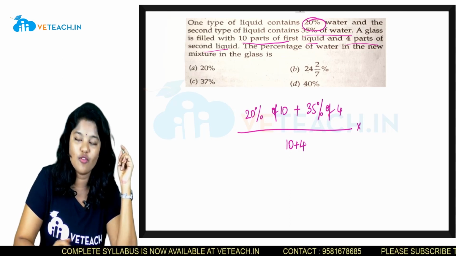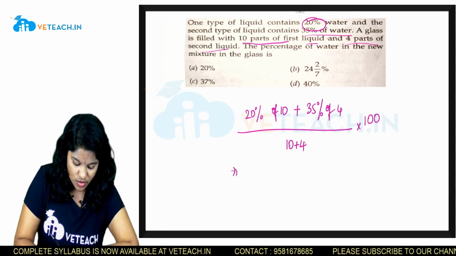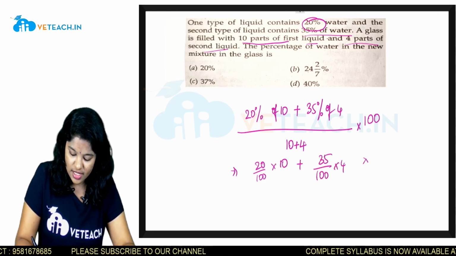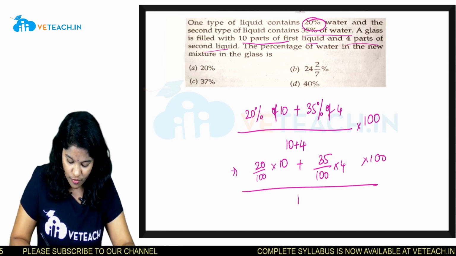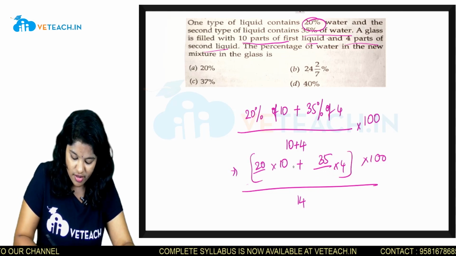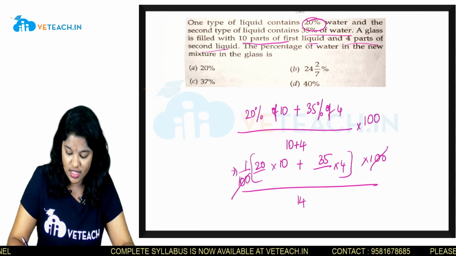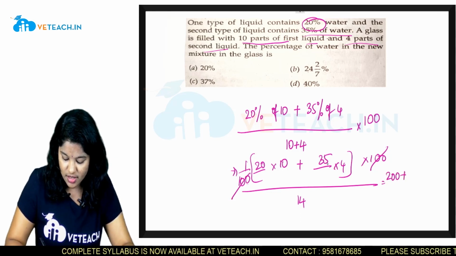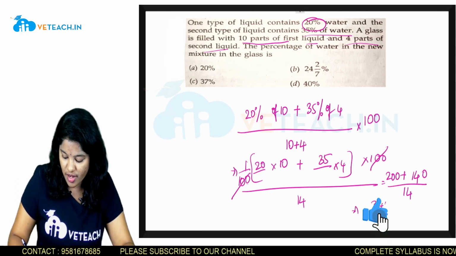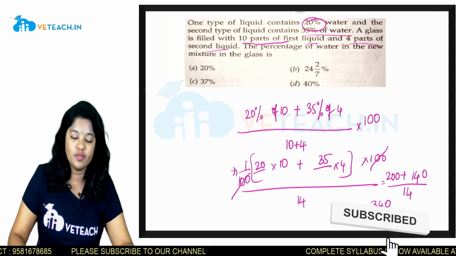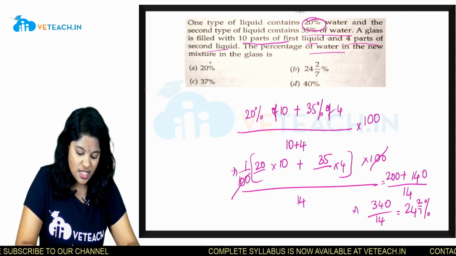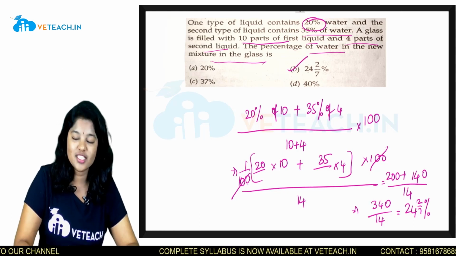They asked us to find out the percentage of water. Percentage means you should multiply with 100. So that is equal to 20 by 100 into 10 plus 35 by 100 into 4, into 100 divided by 14. Since both terms have 100 as common, I am writing here as 100. This 100 and this 100 get cancelled. We will get 200 plus 35 fours, by 140. So that is equal to 340 by 14, which should be equal to 24.27%. 24.27% of water is present in the new mixture in the glass. So option B is our correct answer.